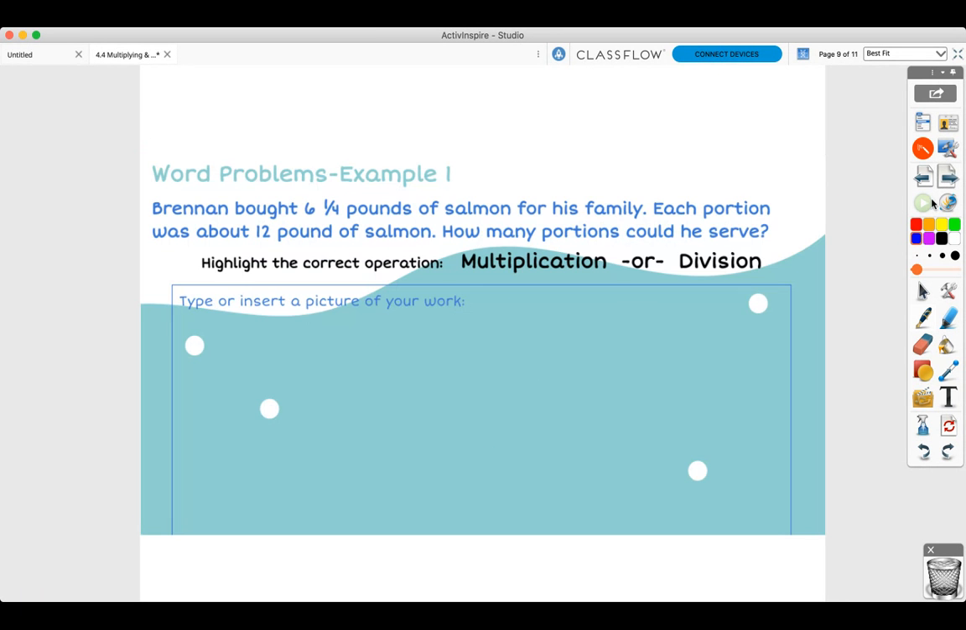All right. Let's try some word problems over here. So Brennan bought 6 1/4 pounds of salmon for his family. Each portion was about 1/2 pound of salmon. How many portions could he serve? So you're trying to see, is this a multiplication problem or a division problem? Is there anything that you're trying to talk about? Dividing it up, splitting it up, maybe even equal portions. He has a total of 6 1/4, and he's trying to figure out how many portions he can get.